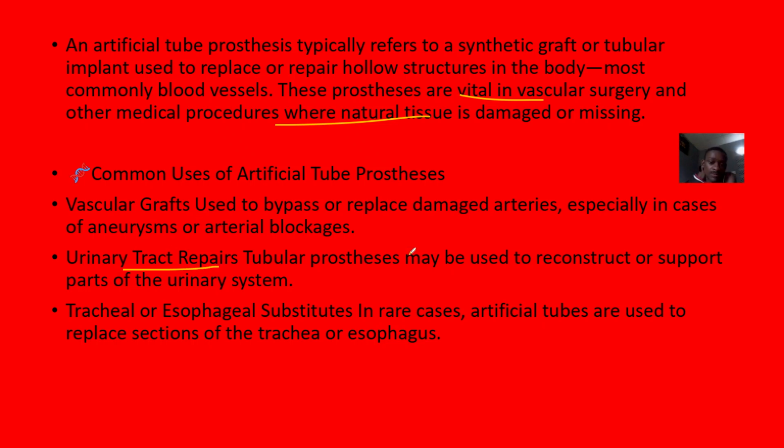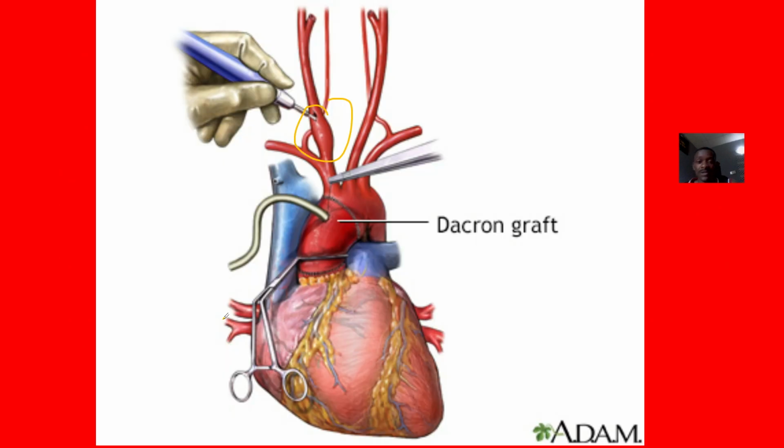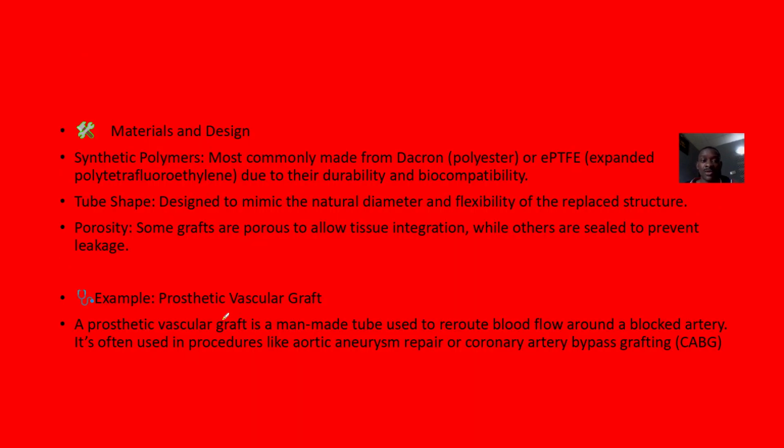Then we have urinary tract repairs. Tubular prosthesis may be used to reconstruct or support some parts of the urinary system. Okay. Then trachea and esophageal ones, rare cases. Okay, can be used there. But the ones we are mostly focusing on is the one for blood vessel, okay? Because that's the one I actually came across.